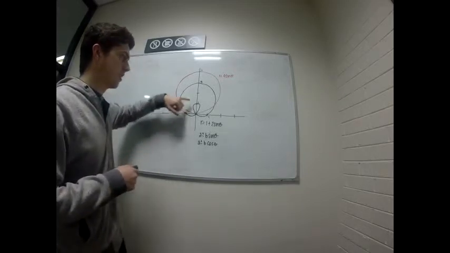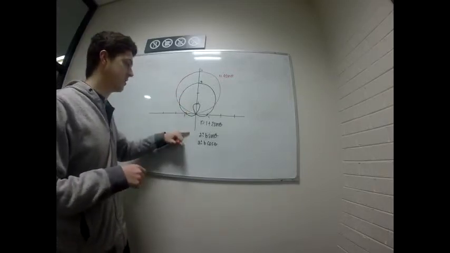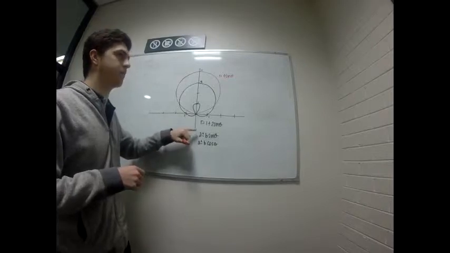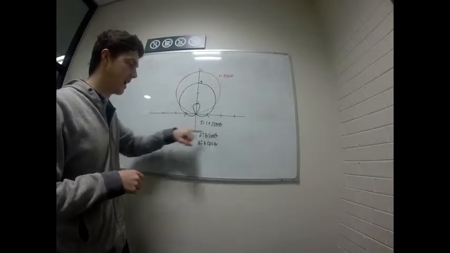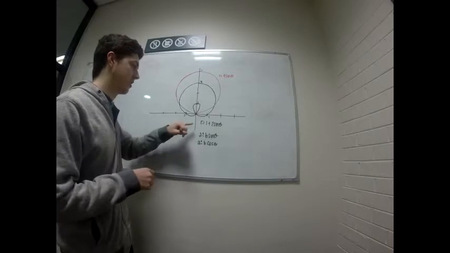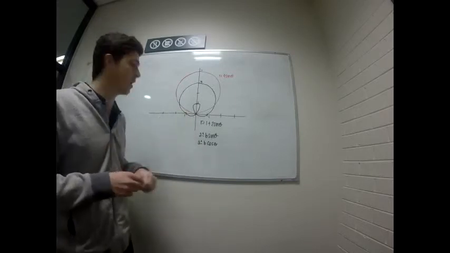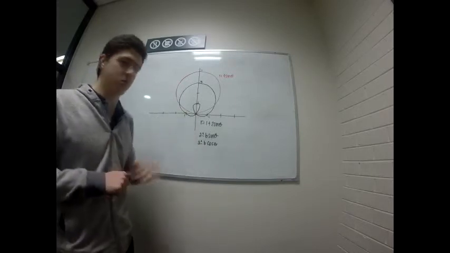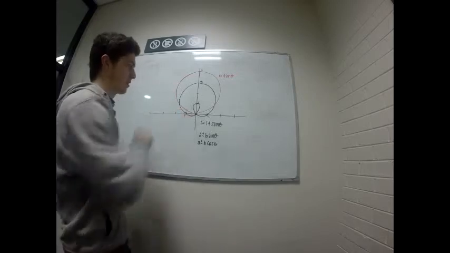The size of this inner loop that you can see in the center is determined by the ratio between a and b. The larger the ratio, the bigger the inner loop. When a and b are equal, there will be no inner loop. It will just come to a point here in the center.